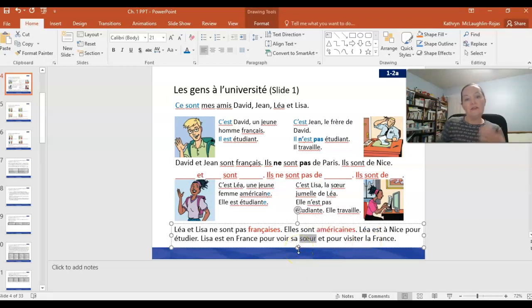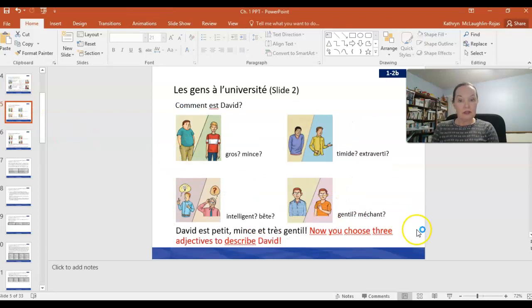Okay, so this whole slide kind of gives you a lot of new expressions and vocabulary. One is to point out people. C'est David. Ce sont mes amis. Another is to point out what people do for a living. Il est étudiant. Il ne travaille pas. Il n'est pas étudiant. So we can use these different expressions to point out a person and to describe what they do as well. All right. Moving on to the next slide.